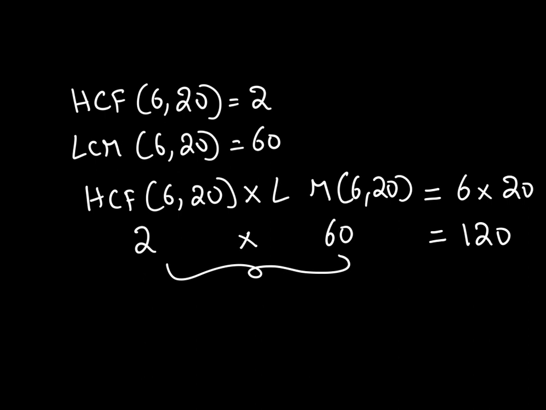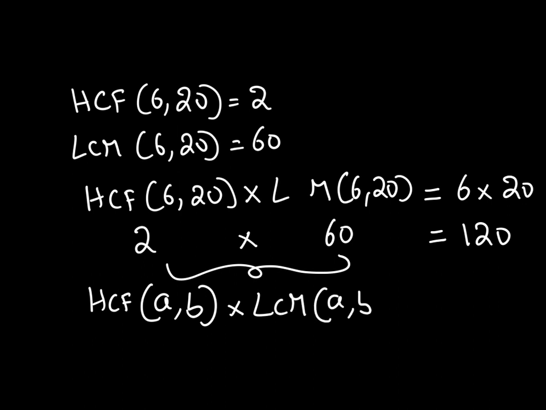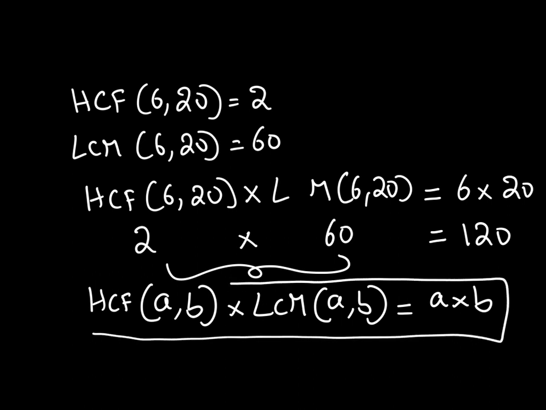So we can generalize that HCF of any two numbers, A and B, times the LCM of those two numbers, A and B, will always be equal to the product of the two numbers, A times B. Now this is a formula to remember, and this works only for two numbers. It will not work for three numbers or more.